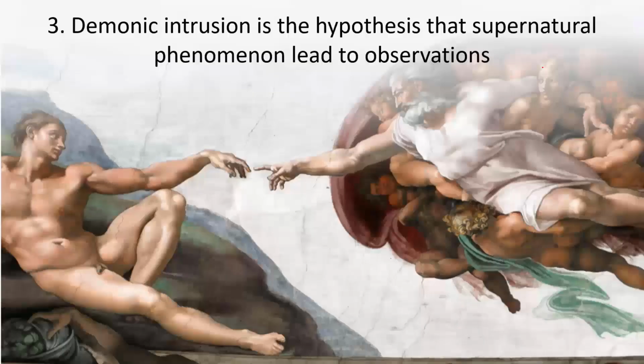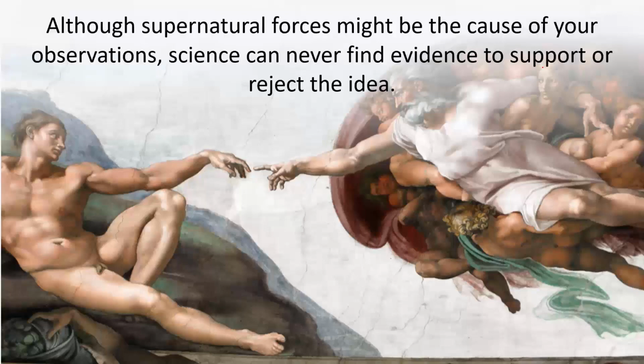The third thing, demonic intrusion, is the hypothesis that supernatural phenomena lead to observations. Now, demonic intrusion is a legitimate phrase. It was cited by a guy named Hurlburt. Anyway, demonic intrusion simply says that there are things controlling the world around us that are supernatural. Science is based in the natural world. We can only use natural forces to explain what we observe. So if something is supernatural, we can't find evidence. Although it might actually be the cause of our observations, we can never find evidence to support or reject that idea. It is outside the realm of science.